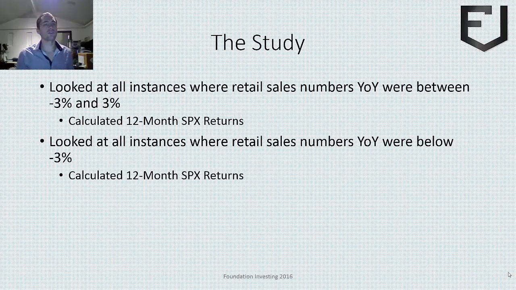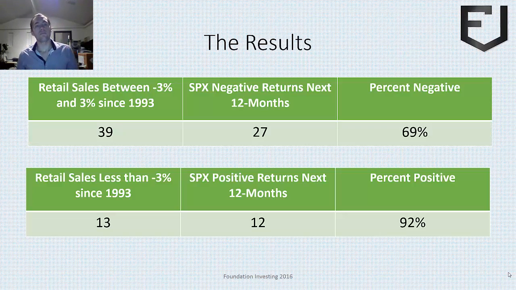The results are pretty cool. Any time retail sales prints between negative 3 and 3, we see the market go down 69% of the time. In the table, the first thing says there are 39 occurrences of a negative 3% to 3% reading. The second cell says that out of those 39 occurrences, 27 times the market finished lower, for a total of 69% down.